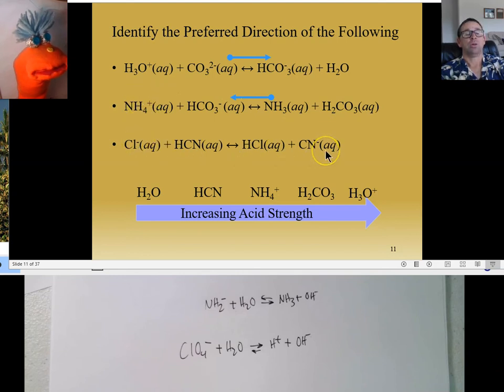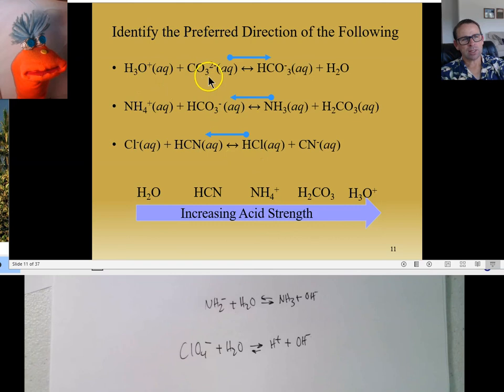How about this? Which way is this reaction going to proceed? Who are we asking to behave like the acid on the left? HCN. And who are we asking to behave like the acid on the right? HCl. What's stronger, HCN or HCl? I don't see HCl on the list, but I know it's a strong acid. That's right. HCl is essentially H3O plus because it is already going to be dissociated when it's in water. So this will move to the left as well.